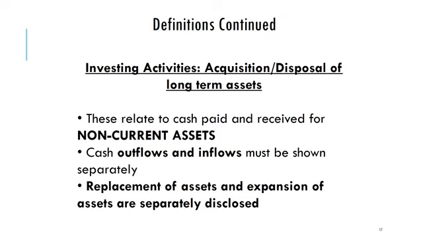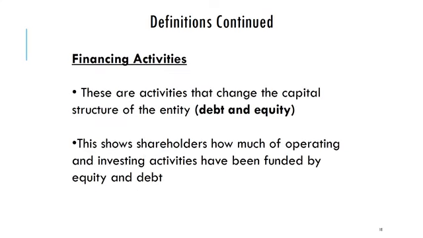Our cash outflows and inflows must be shown separately. Okay, so they must not be netted off from one another. You can't say, well, I purchased machinery and I sold machinery, so I'll just show the net effect. You must show them separately. Replacement of assets and expansion of assets are also separately disclosed. So a lot of emphasis here on showing these figures separately.